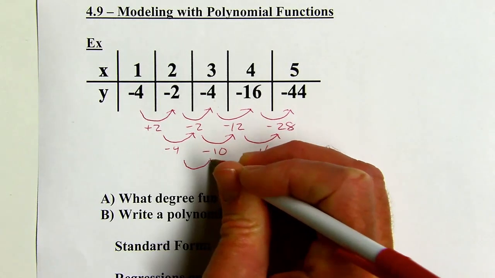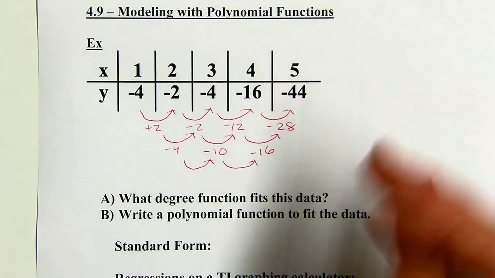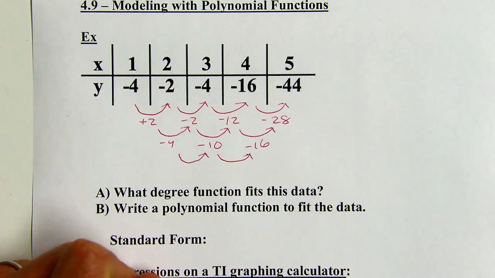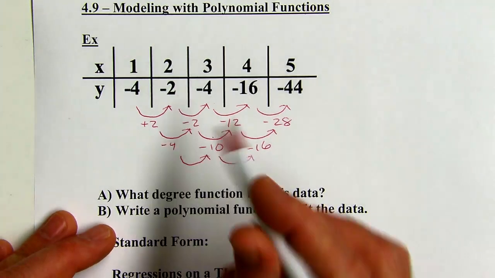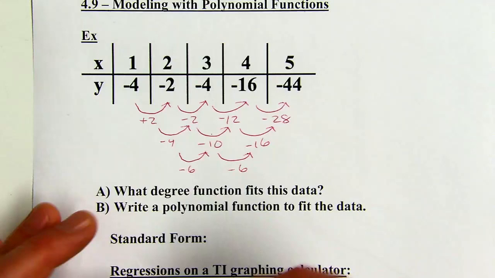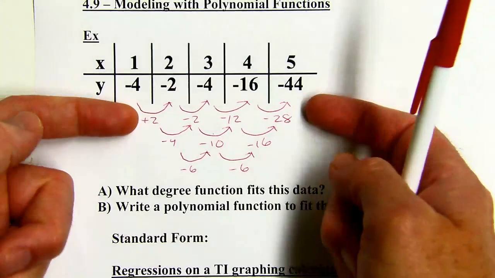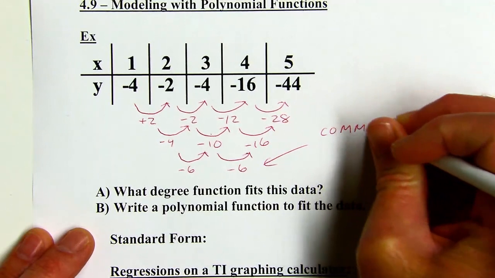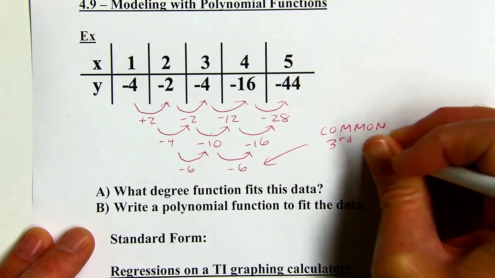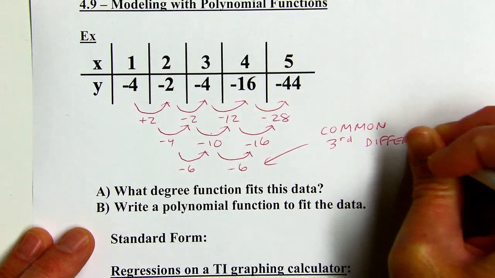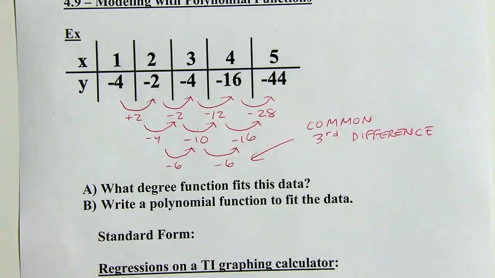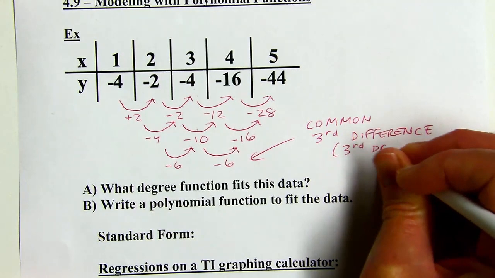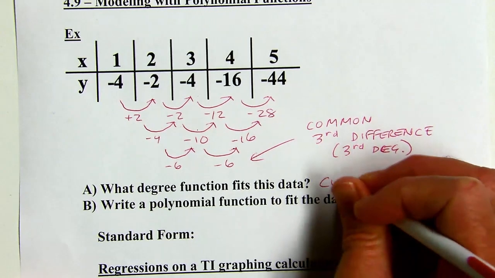And you can keep doing this test forever as long as you have enough data points. You can see pretty soon I'll run out of data points here, but I can check this once more to see if I get the same number out each time. Okay, so here I'd be subtracting 6 and subtracting 6. Hey, we got a winner there, right? So first differences, second differences. This is the third differences. So this has a common third difference. Which means that a third degree equation is going to fit this. And a third degree function is called a cubic function.